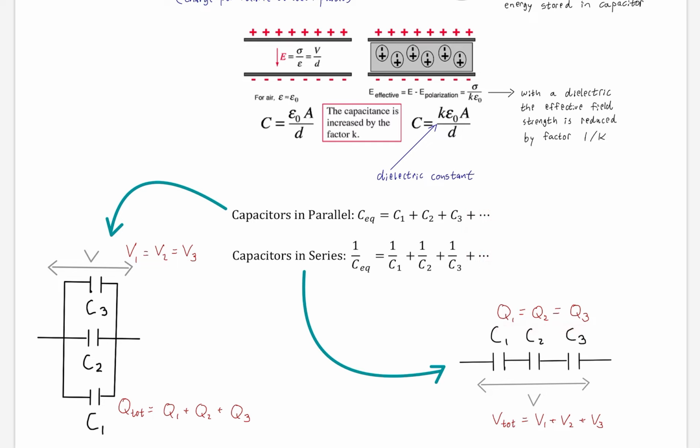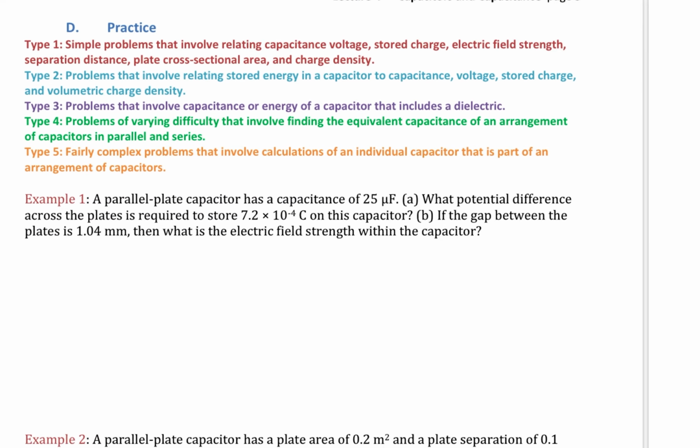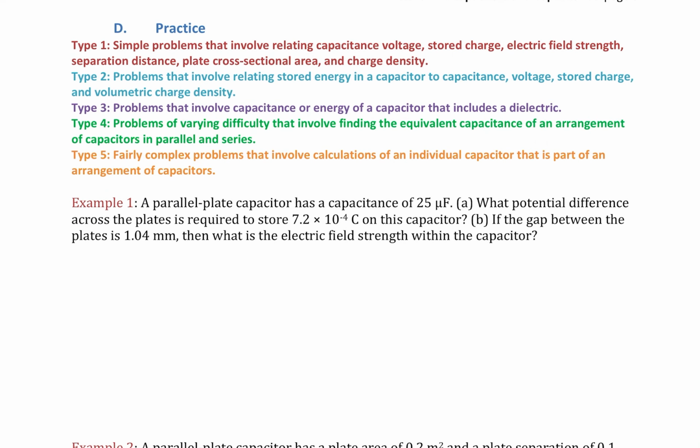Okay, I think we're ready for some practice. Our practice problems come in 5 types. Type 1: simple problems that involve relating capacitance, voltage, stored charge, electric field strength, separation distance, plate cross-sectional area, and charge density. Now you might think, well, that's a lot, but really, these are such simple equations. These are really, really simple relationships.